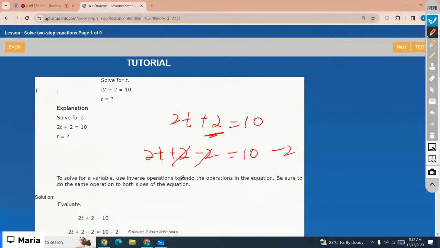2 minus 2 is 0. You are left with 2t equals 10 minus 2 is 8, right? Now you have to remove that 2. 2 is multiplying to t, so opposite to multiplication is division. t equals 4, right? Let's just start with the practice questions.